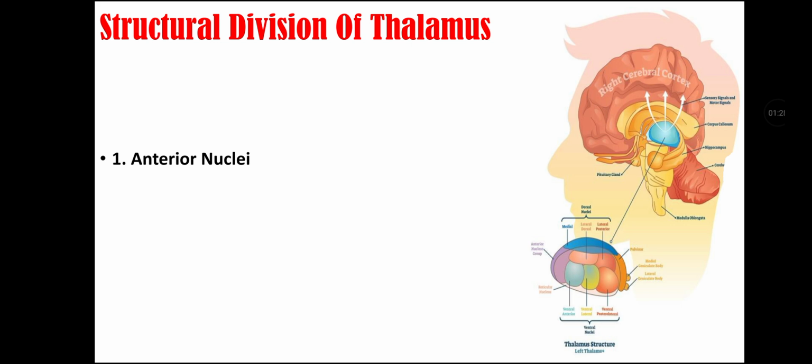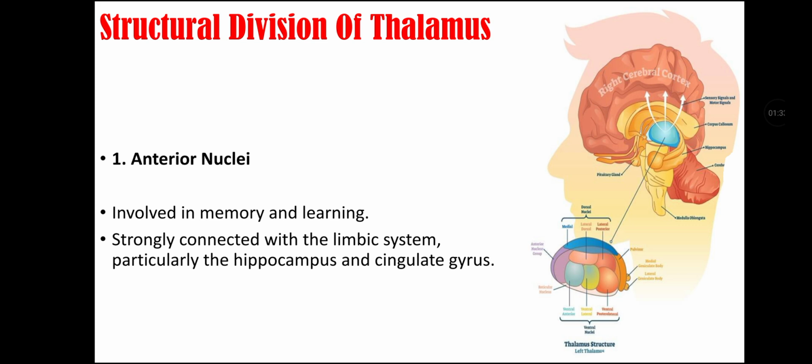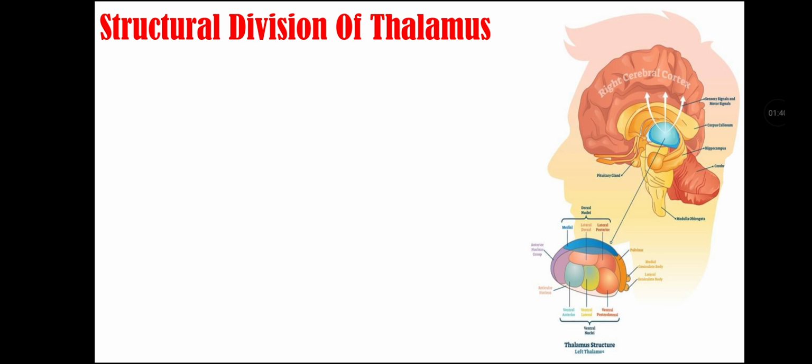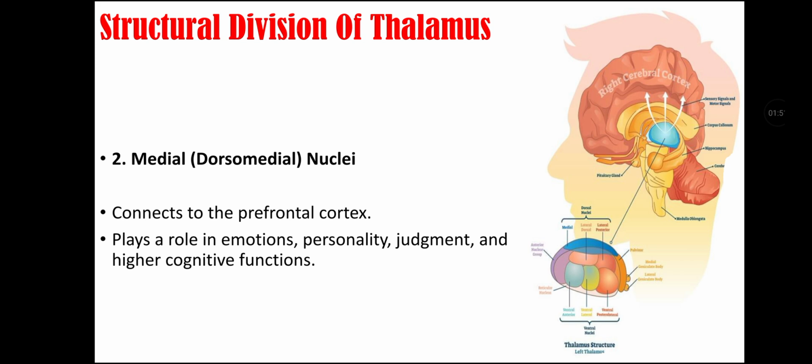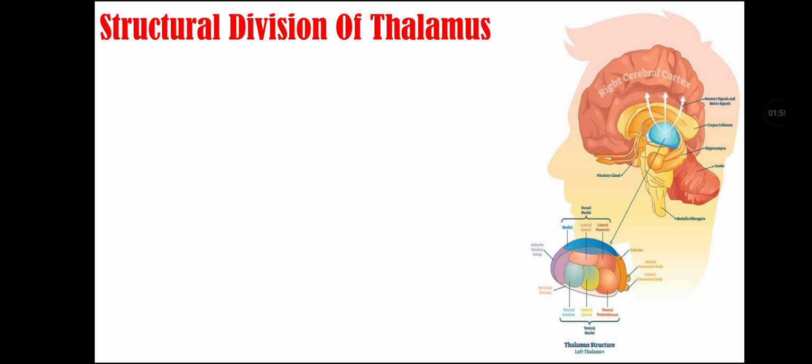So the first nucleus of thalamus is the anterior nuclei. It is involved in memory and learning. It is strongly connected with the limbic system, particularly the hippocampus and cingulate gyrus. The second nucleus of thalamus is medial nuclei, that is also called as dorsomedial nuclei. It connects to the prefrontal cortex. It plays a role in emotions, personality, judgment, and higher cognitive functions.